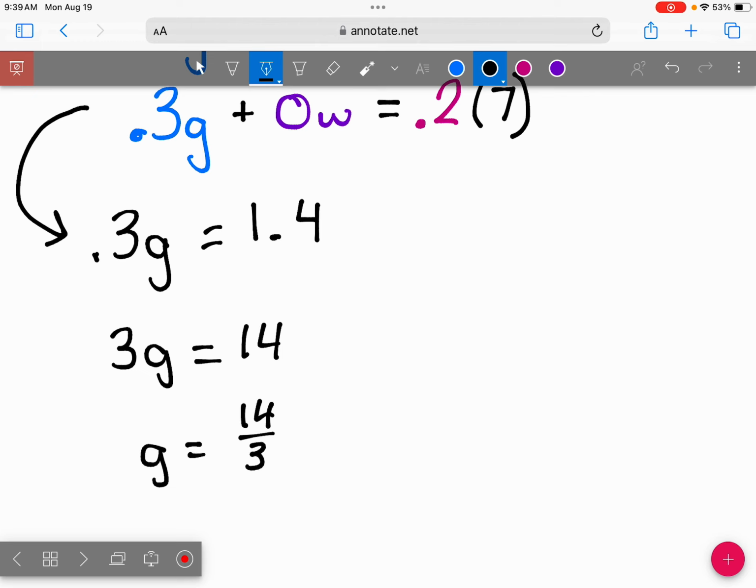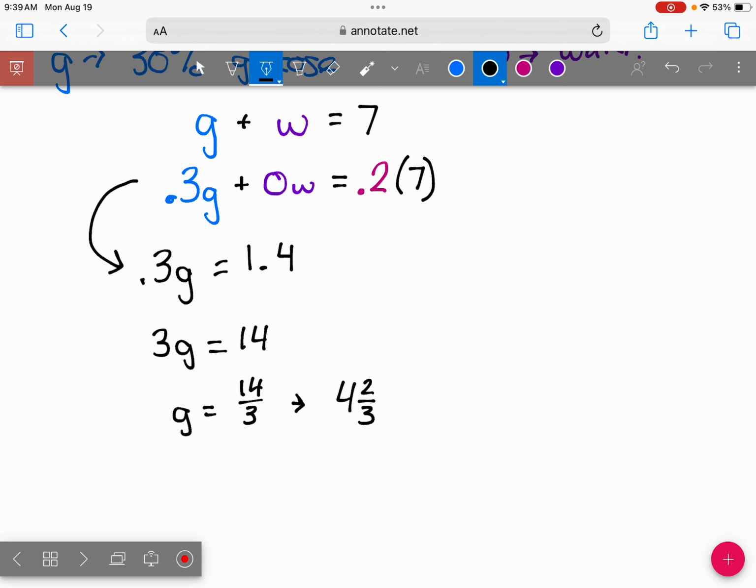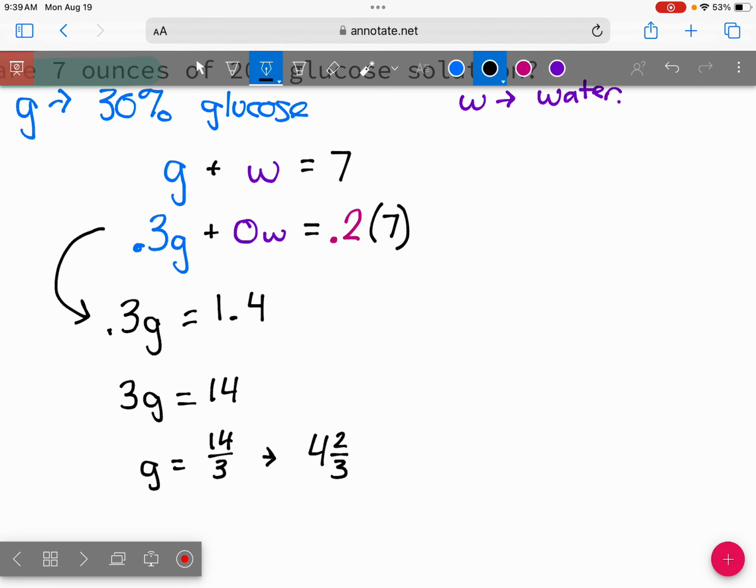What is that as a proper fraction? 4 and 2/3. Okay. You can absolutely do it as 14/3. You can also do it as 4 and 2/3. So I know what G is now. What's W?